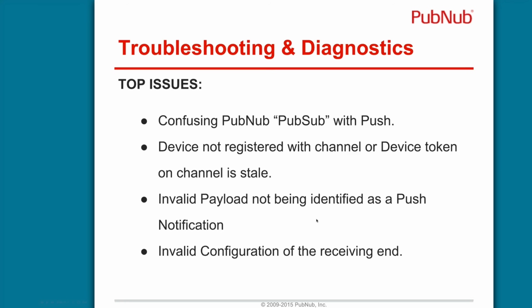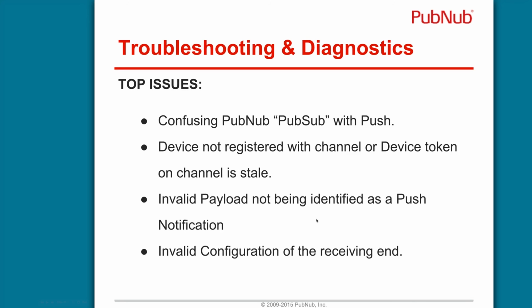So you want to definitely test your payload independent of your application. And there's ways to do that on Google's site. They give you some curl scripts that you can use to send push notifications. Test your payload out. Make sure that your payload is correct if you're not receiving your push notification.